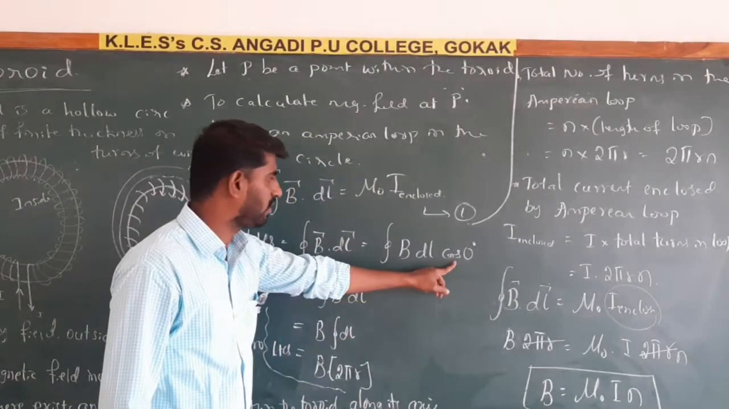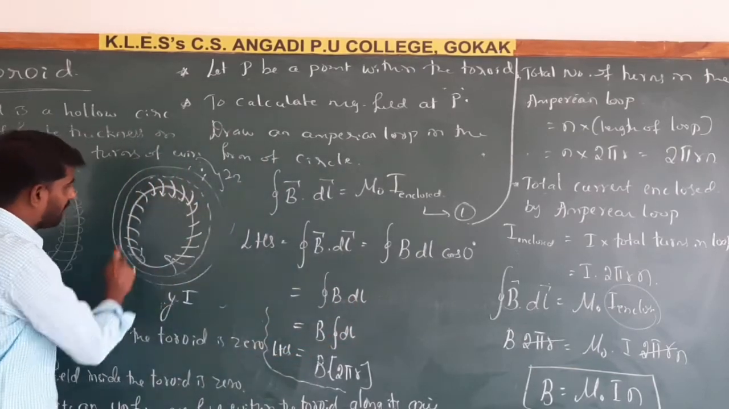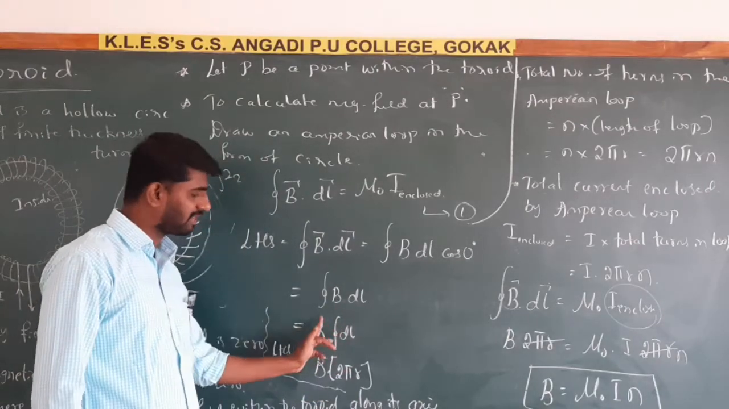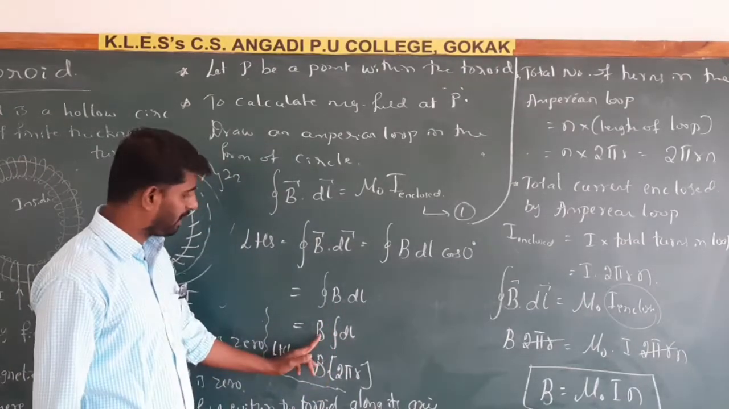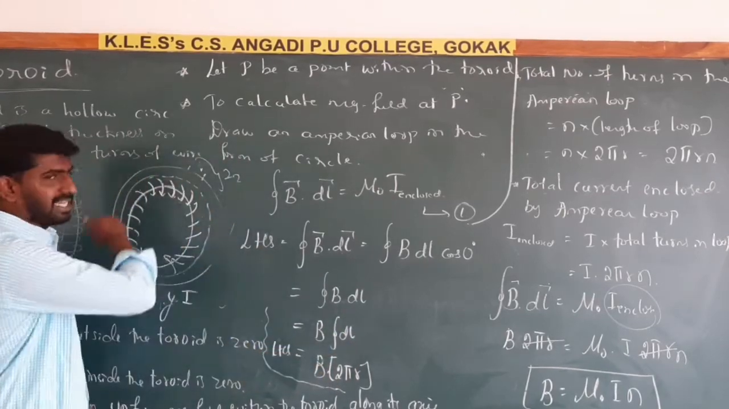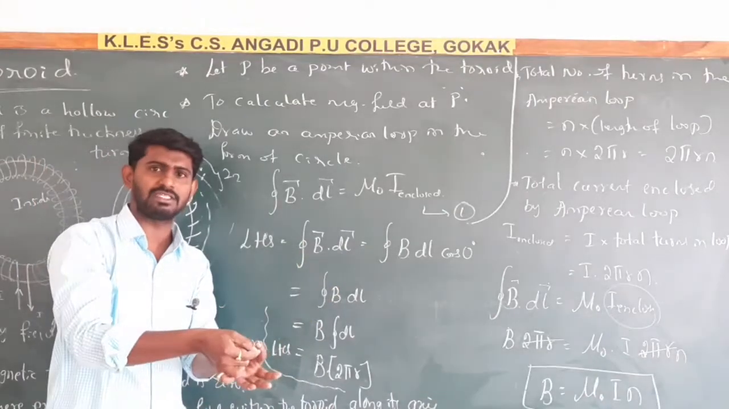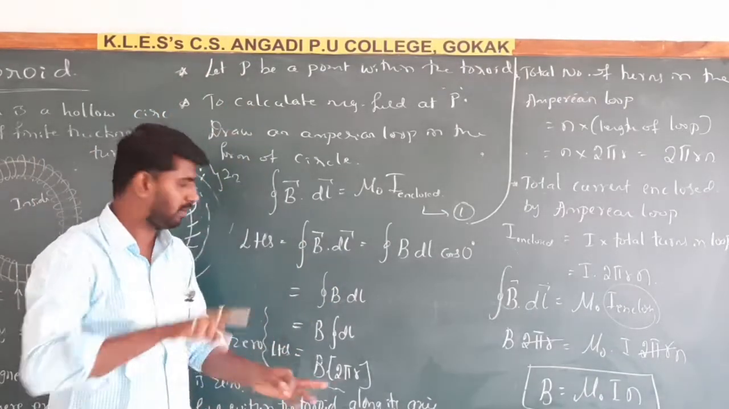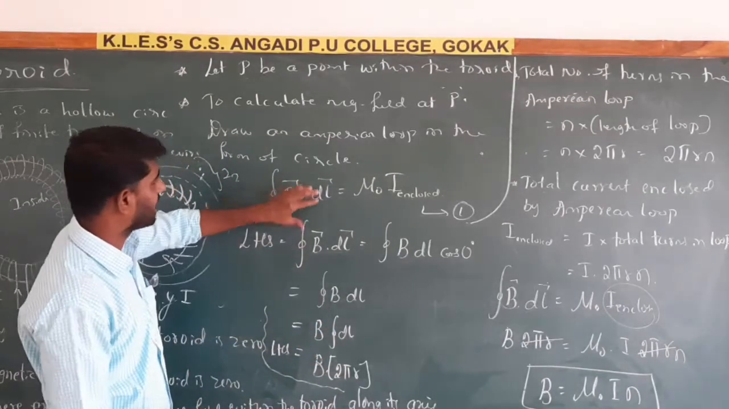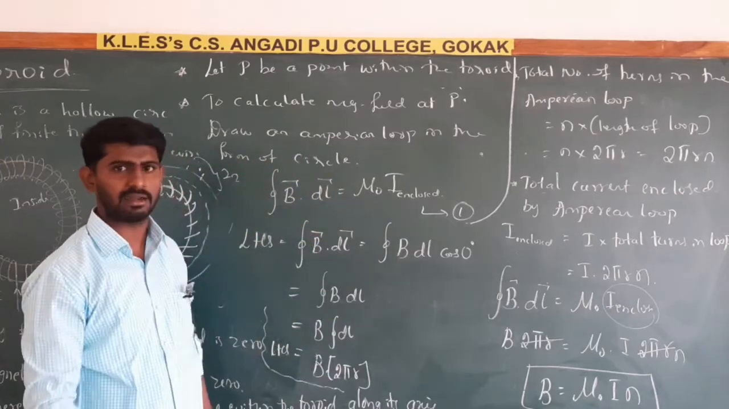Okay, so cos 0 is 1, so integration of B dl, and see, the magnetic field at any point within the toroid is the same because it is uniform. So that's why I took the magnetic field out of that integration. It becomes B integration of dl. Integration of dl means the sum of all dl, the total length of the Ampere loop. The total length of the Ampere loop is nothing but the circumference of that Ampere loop, so that is 2 pi r. Integration of dl is 2 pi r. So finally this LHS, integration of B dot dl, is nothing but B into 2 pi r.